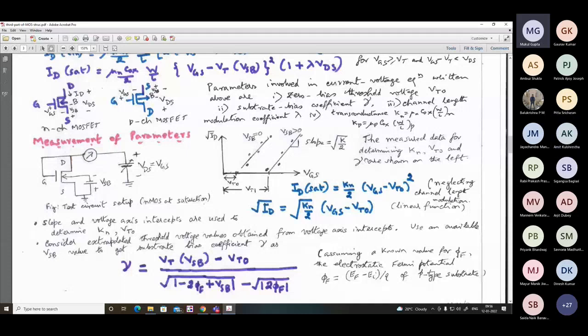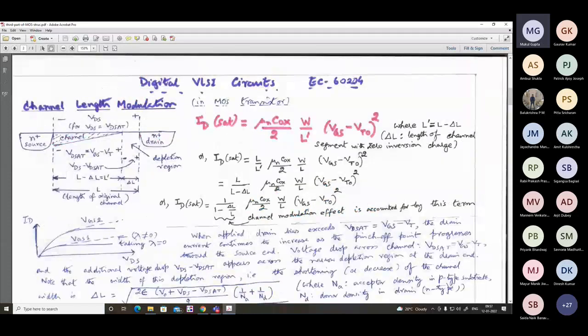Because there you need some other concepts like density of states and all that. That will be deep into the device physics. So let us tacitly assume that EF will be coincident with EC. That will simplify the calculation of the electrostatic Fermi potential.